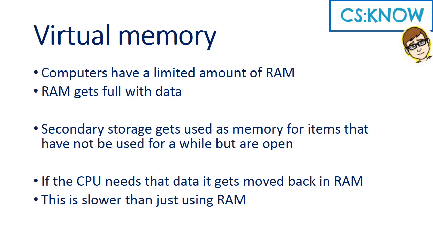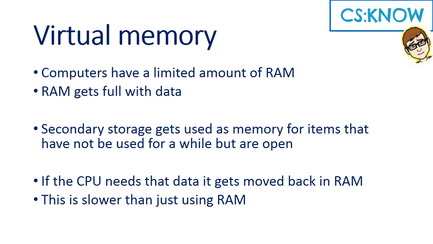So virtual memory isn't real memory. The secondary storage gets used as memory for items that have not been used for a while but are open. So let's say I've got my emails open, but I haven't checked them in a while. A section of the hard drive gets allocated as memory or virtual memory. It's kind of like pretend memory. And anything that's not currently being used gets copied onto virtual memory. If the CPU needs that data, it gets moved back in RAM.